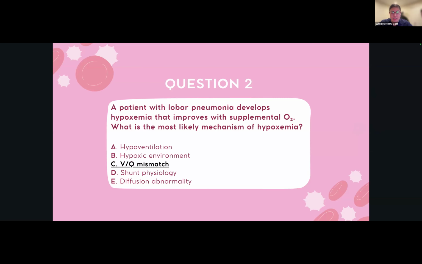So compared to the last case, which was a pulmonary shunt where the V value is zero, in VQ mismatches, the V value is a non-zero value. There's still some ventilation, though it is a little bit decreased. So in pneumonia, parts of the lung fill with pus and fluid, and these alveoli become poorly ventilated and can't get enough air in. However, the blood flow to that area stays normal. So ventilation goes down while perfusion stays the same. So that's why it's a VQ mismatch.